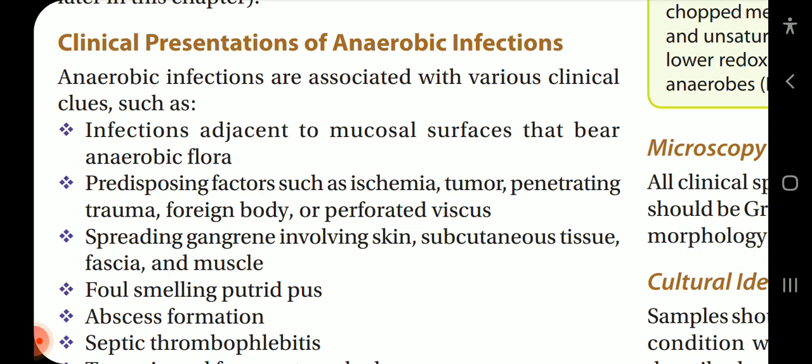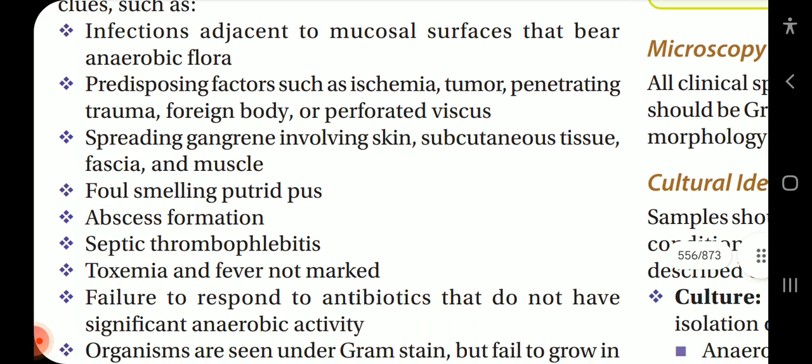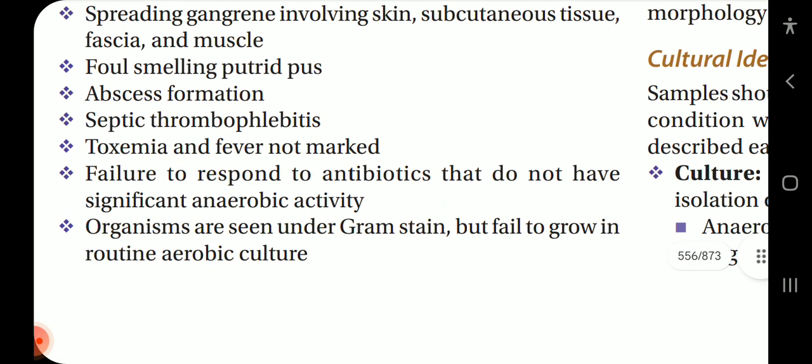Clinical presentation of anaerobic infections. Anaerobic infections are associated with various clinical clues such as infections adjacent to mucosal surfaces that bear anaerobic flora, predisposing factors such as ischemia, tumor, penetrating trauma, foreign body or perforated viscus, spreading gangrene involving skin, subcutaneous tissue, fascia and muscle, foul smelling, putrid pus, abscess formation, septic thrombophlebitis, toxemia and fever not marked. Failure to respond to antibiotics that do not have significant anaerobic activity. Organisms are seen under Gram stain but fail to grow in routine aerobic culture.